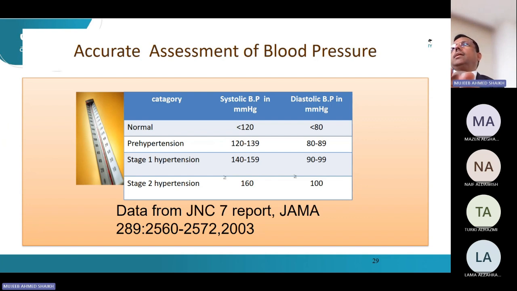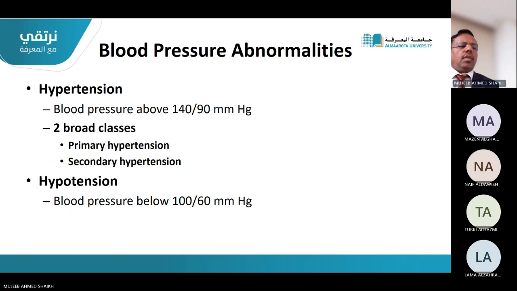Between 80 to 89 is pre-hypertension, between 90 to 99 is stage 1 hypertension, and more than 100 is stage 2 hypertension. Now, why does hypertension occur? Broadly, hypertension occurs either due to abnormalities of some other organ. Blood pressure is raised because of abnormality of some other organ. That's why we call it secondary hypertension.